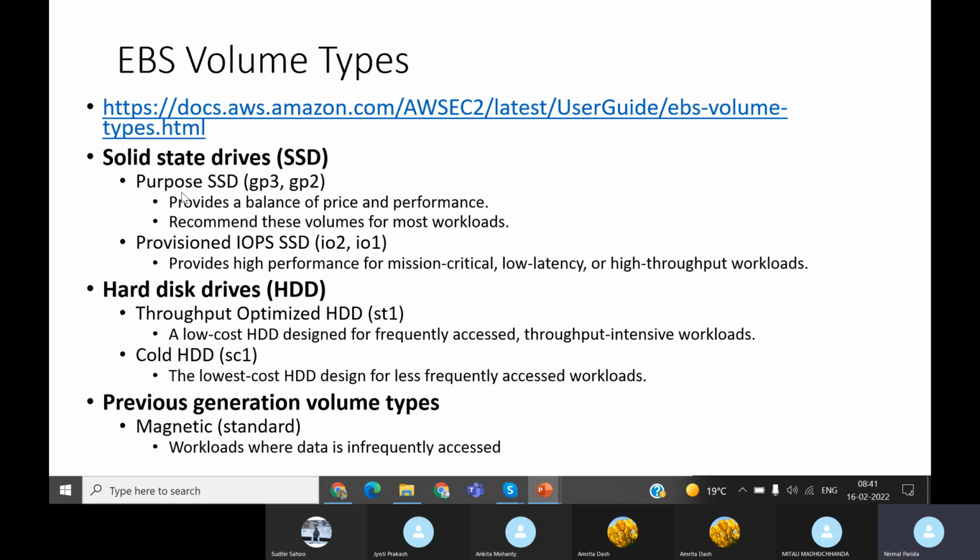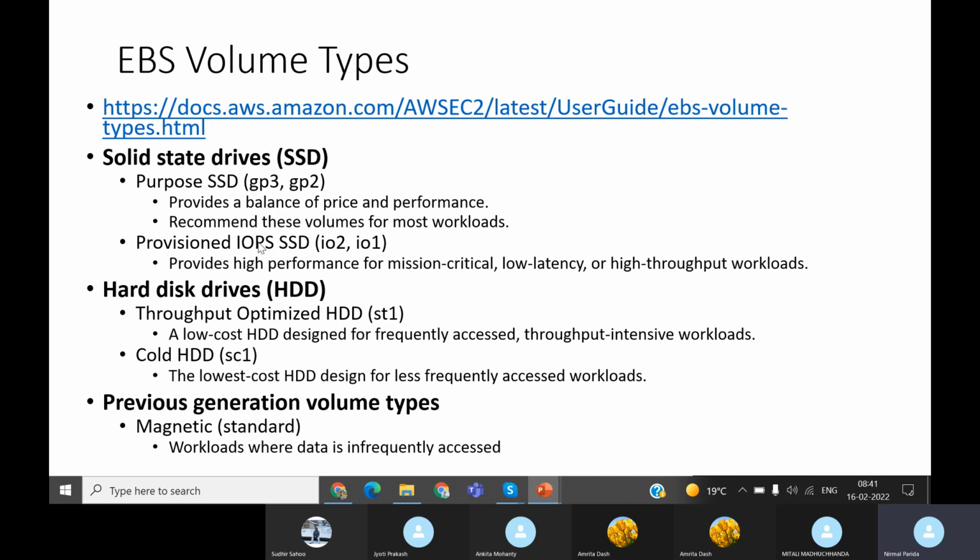From the solid state drives, there are two types. One is general purpose SSD, like general purpose GP3 and general purpose GP2. It provides a balance of price and performance and is recommended for most workloads. So this is a general purpose SSD. Mostly we are using GP3 or GP2.